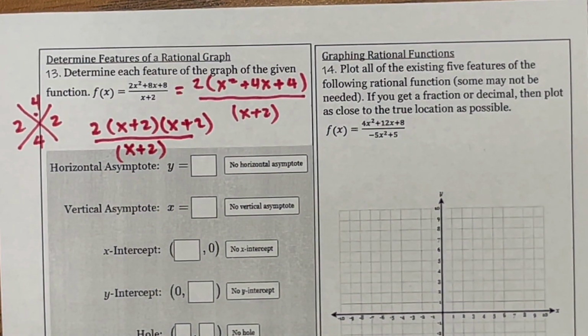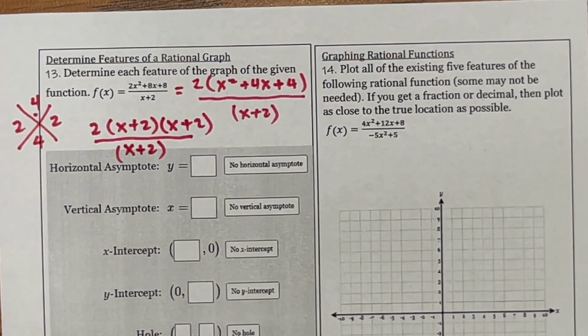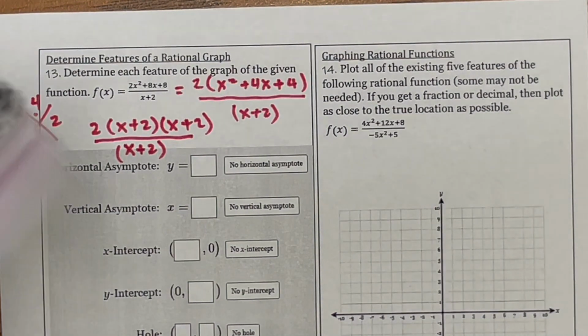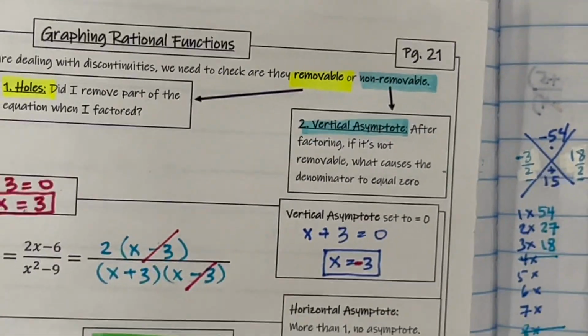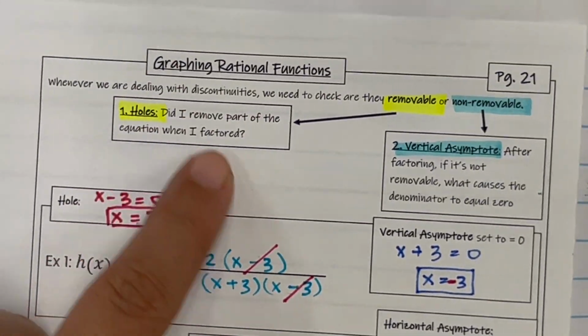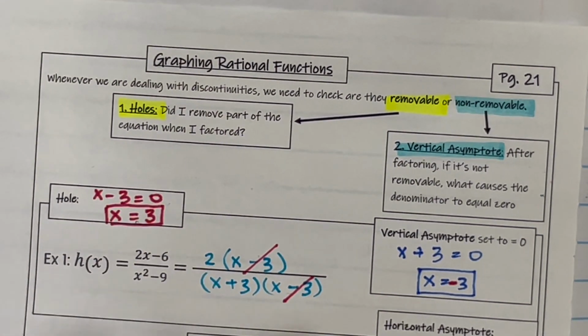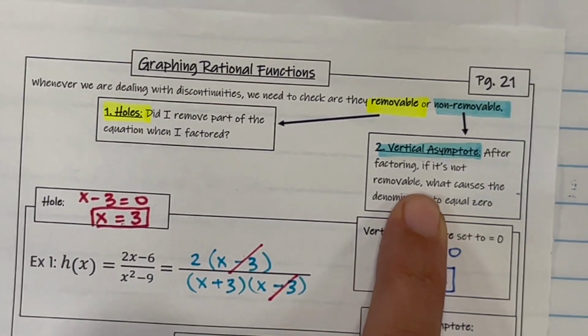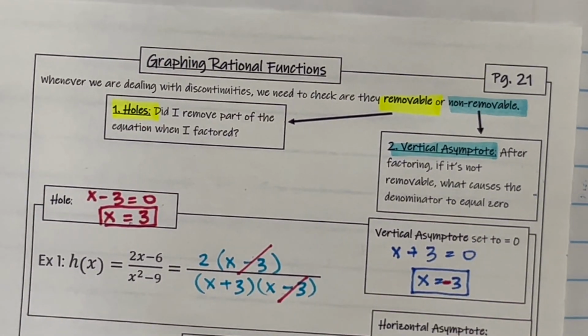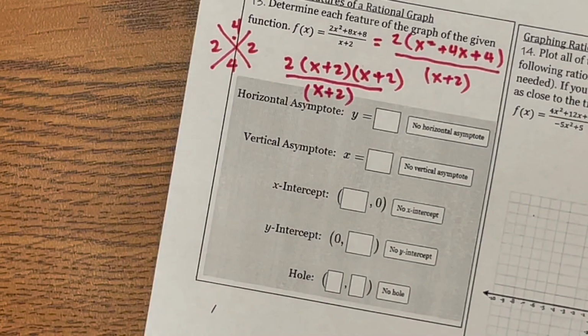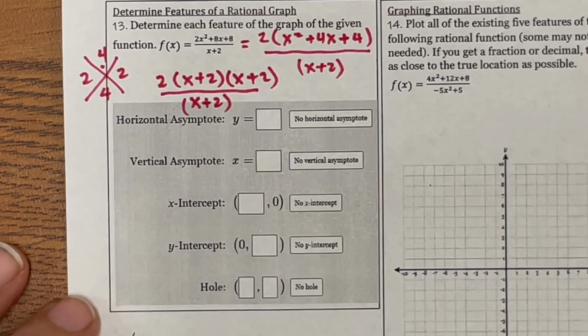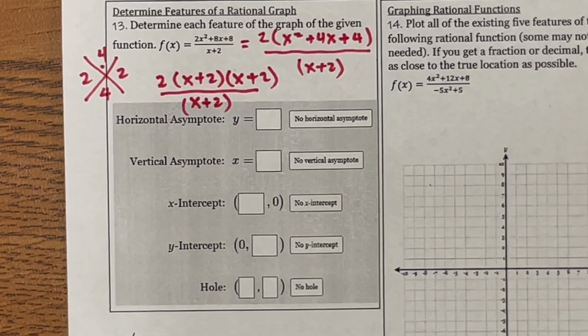If you need to reference your notes on it, these are the notes I'm going to be using, but I'm just going to be talking through it. For holes, do I remove any part of the equation? And I set it equal to 0. Whatever I don't remove, that's my vertical asymptote when I set it to 0. I'm just going to be saying it, but if you need a more in-depth video, watch them individually.